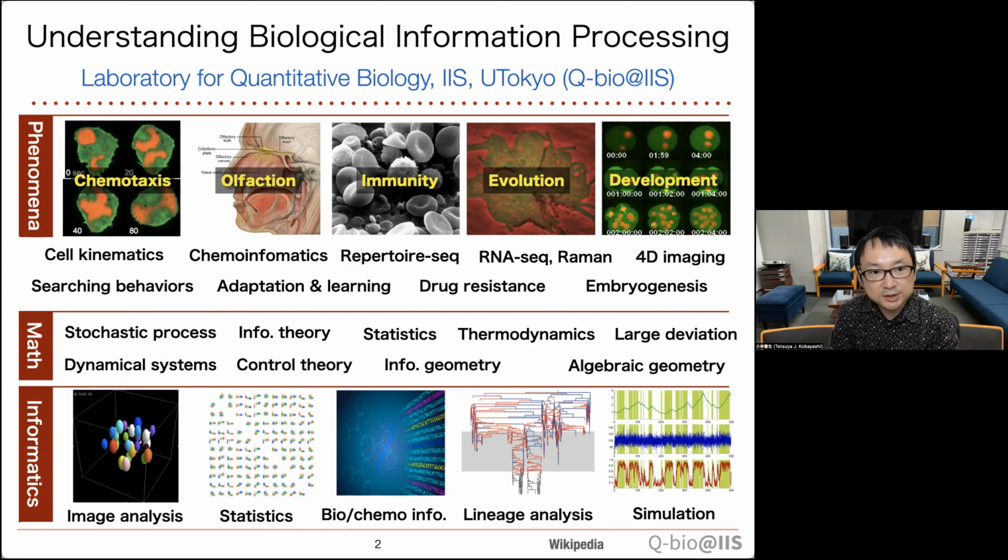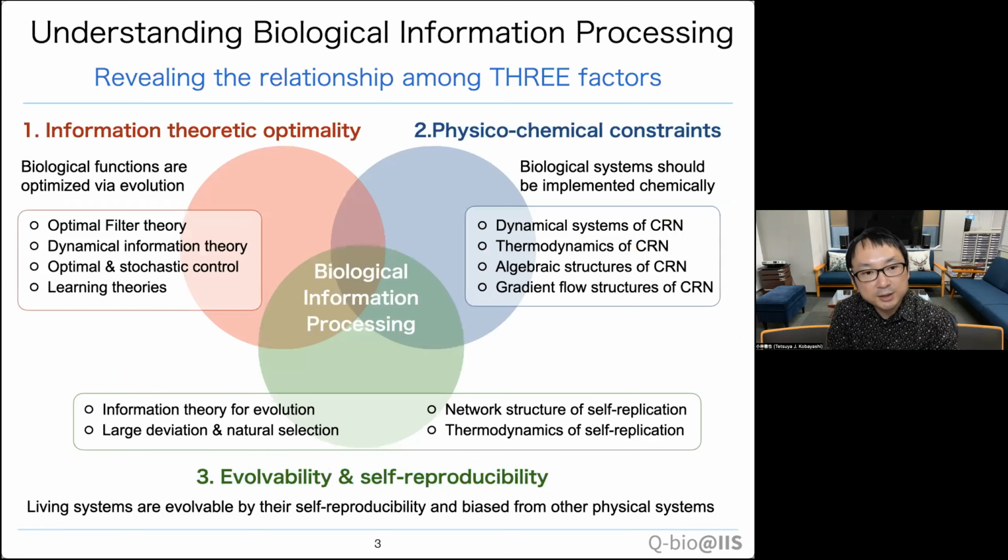In order to understand biological information processing, in my lab we are focusing mainly on three factors. One factor is the optimality of the information processing. I'm very much interested in biological information processing because it looks very efficient, even compared with engineering systems. This is a very attractive aspect to me.